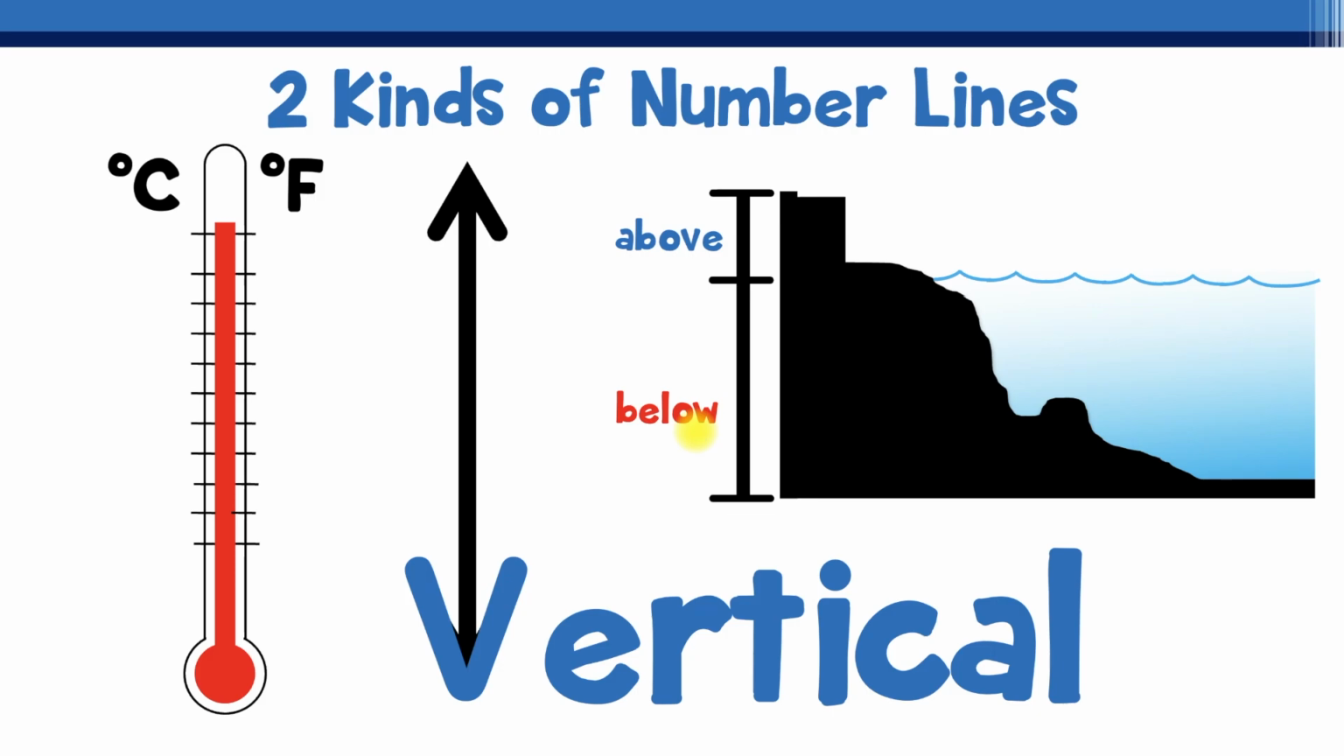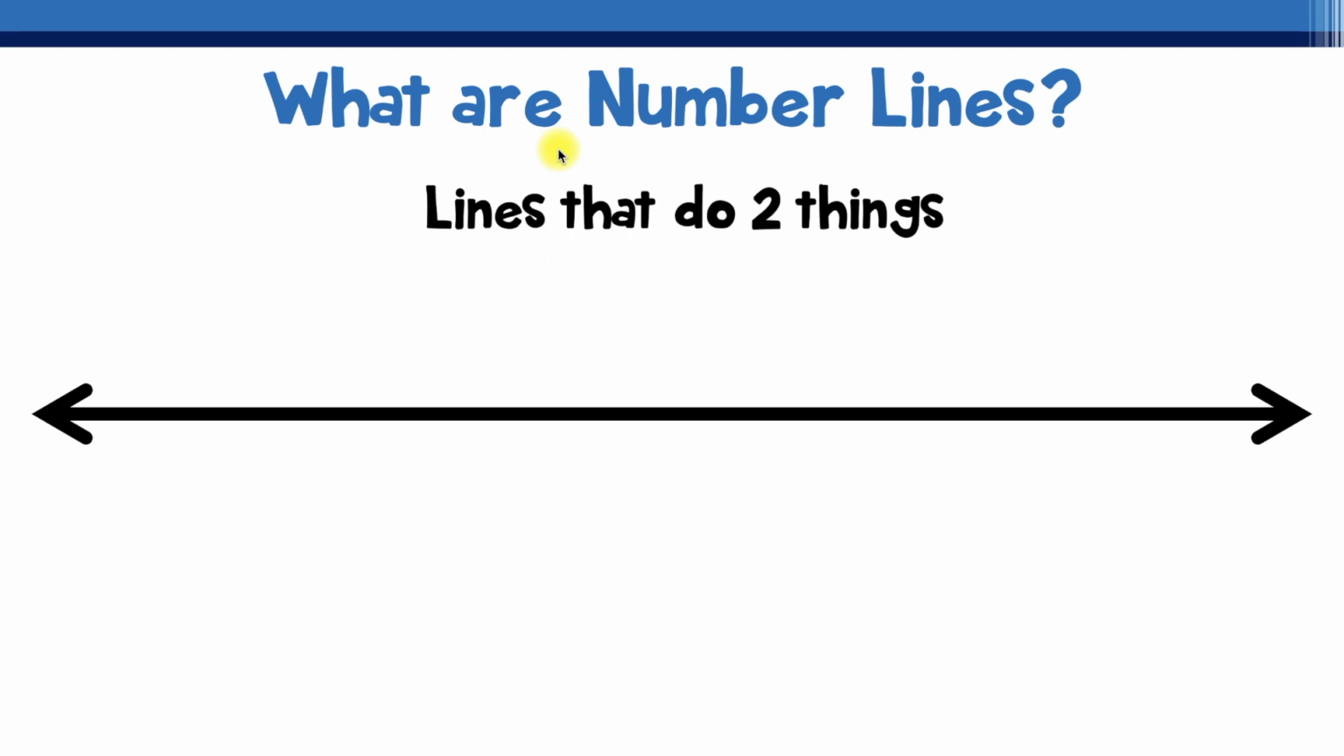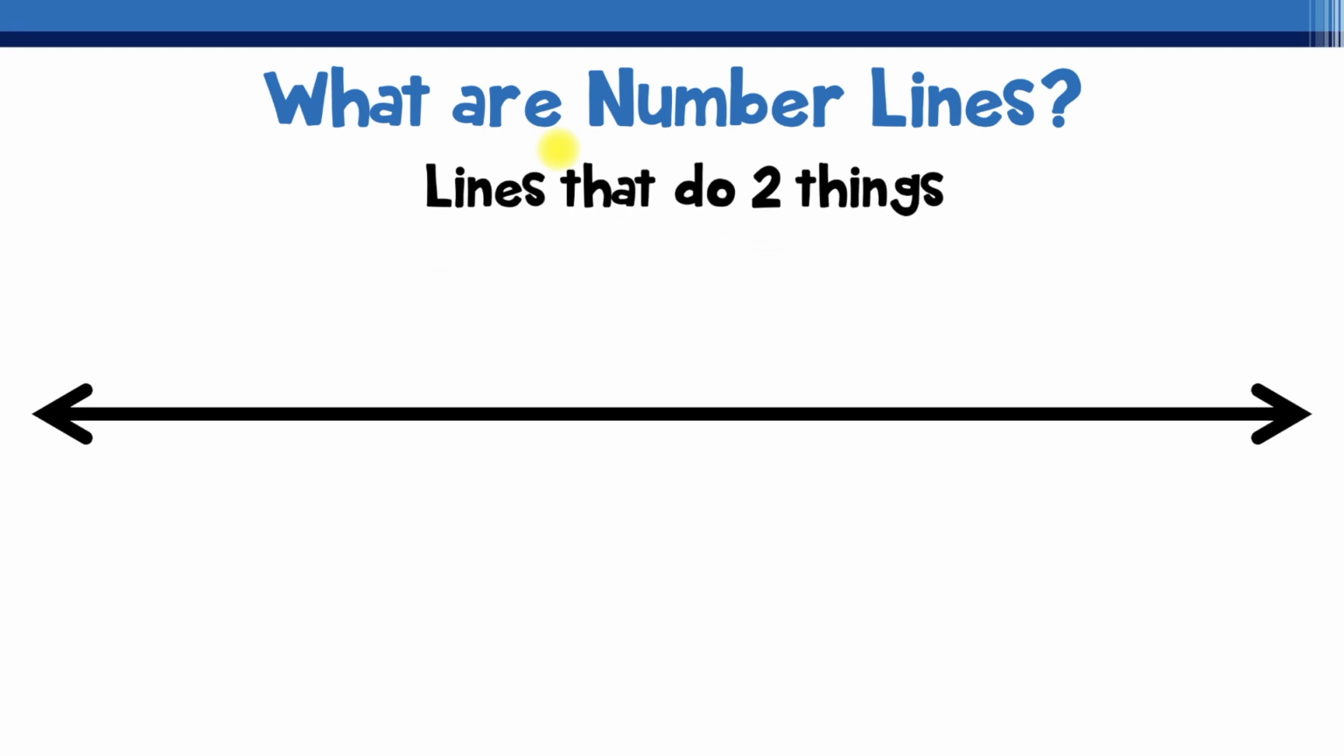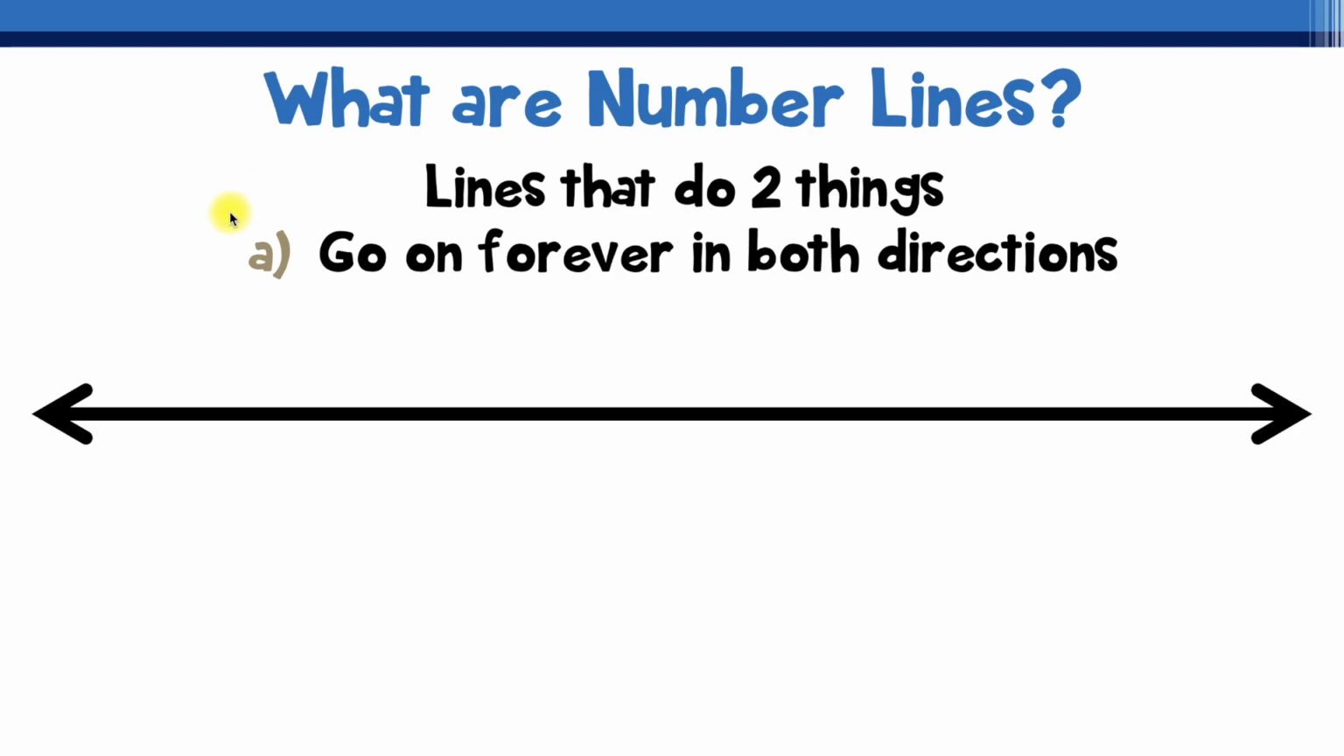Now let's get into a little bit more depth about number lines. Number lines do two things. First, they go on forever in both directions. That's an important thing to remember, and that's exactly why they have these arrows on the ends. These arrows mean that they go on forever and ever in both directions.